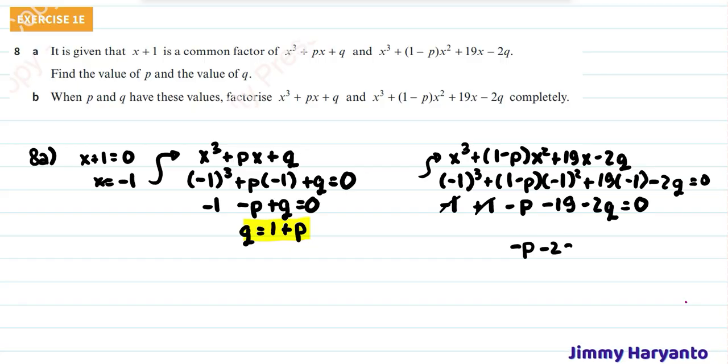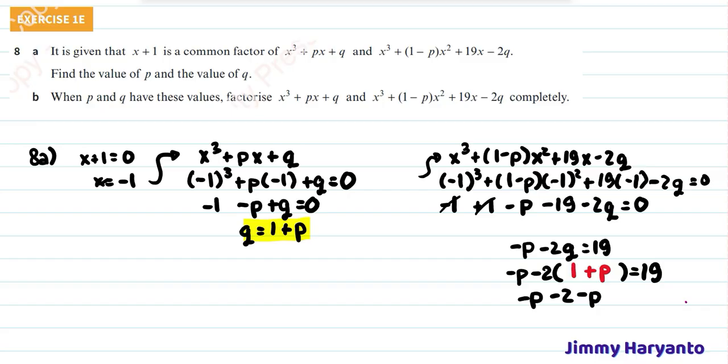Negative p, negative 2q equals to 19, and then after this I can input the value of the q from the previous equation. The q is 1 plus p, and then just simplify. You will have negative p, negative 2, negative 2p.